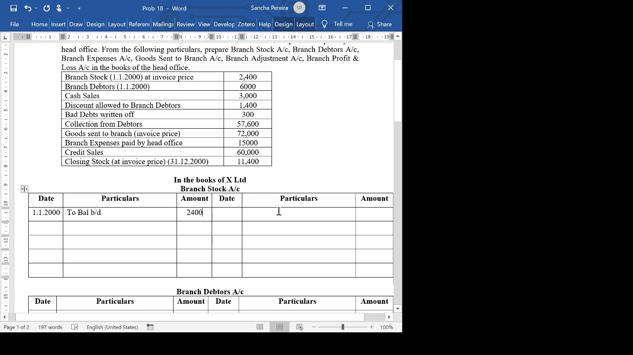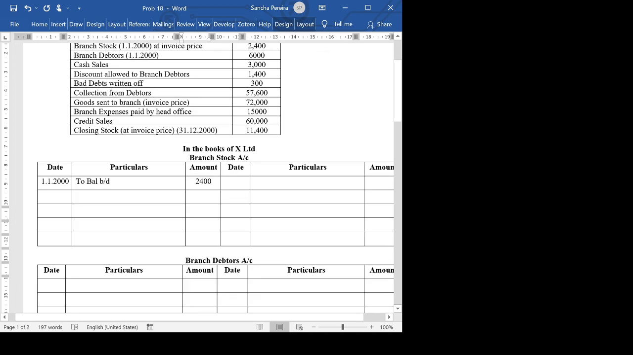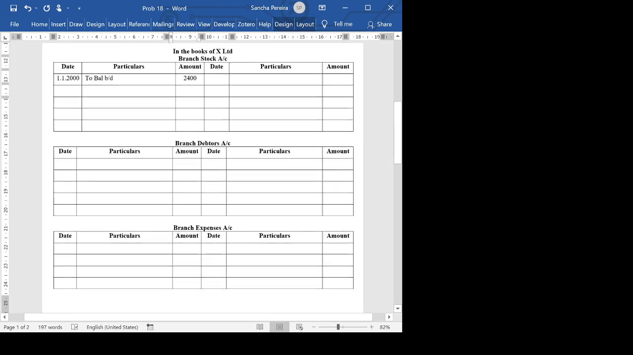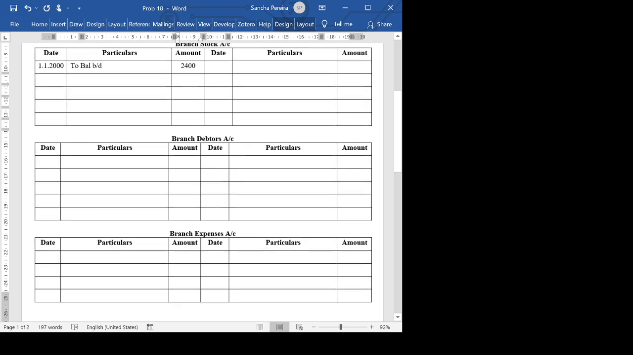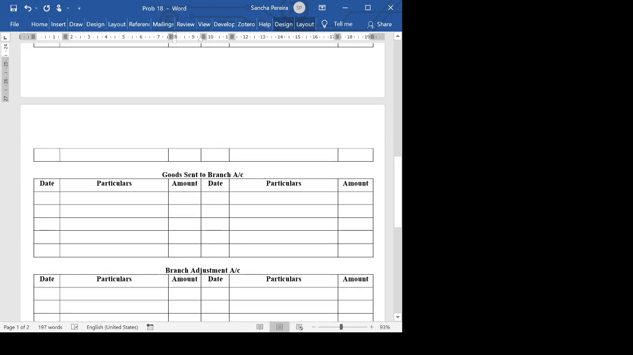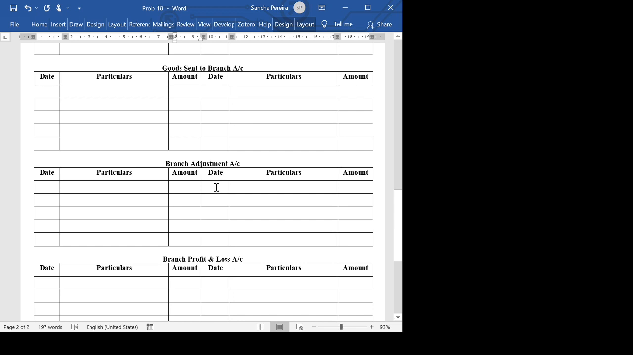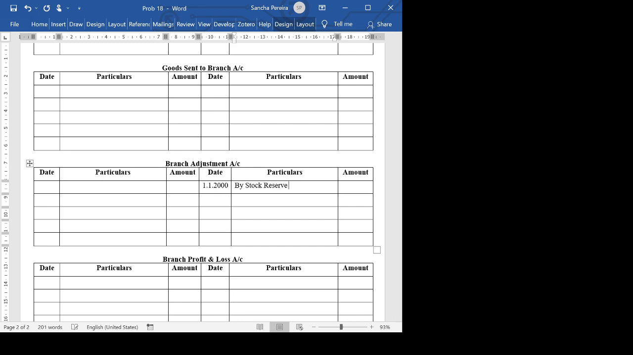Now if we were putting the stock reserve in the same account, it would obviously have come on the credit side. Following the same thing, we know that the stock reserve or loading comes in the adjustment account. So it's going to be in the adjustment account on the credit side: 1st January 2000, by stock reserve, and the amount is 2400 into 1 by 4, which comes to 600.